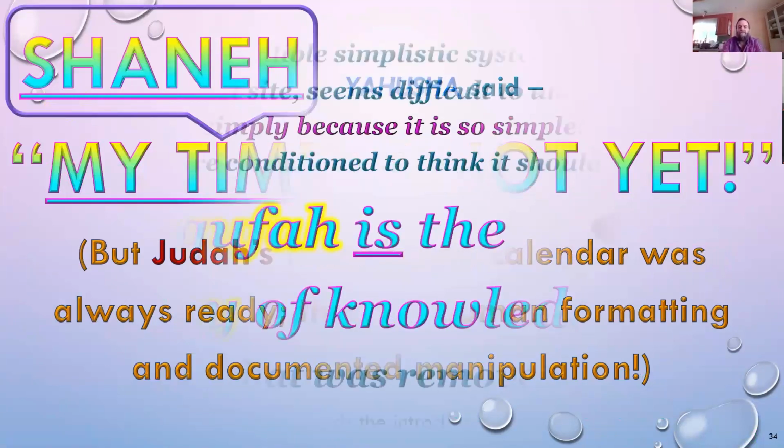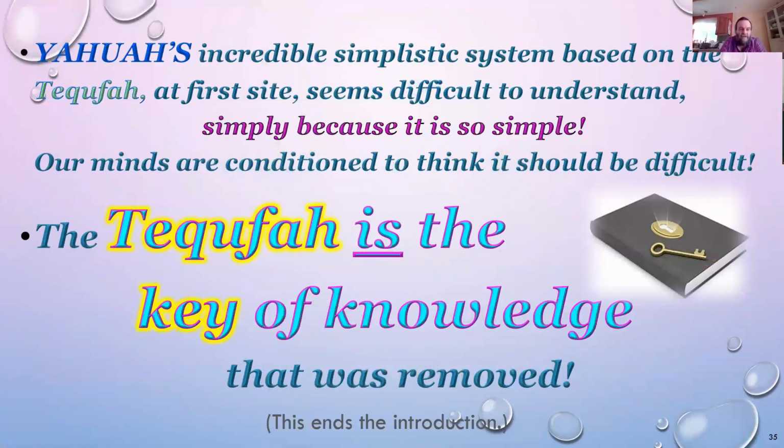Yahuwah's incredible simplistic system, based on the Tequfah, at first sight, seems difficult to understand, simply because it is so simple. Our minds are conditioned to think it should be difficult. Yahusha said that we need to come to him as little children. And that is why things are so simple. He does not want to make it difficult for us to understand. The Tequfah is the key of knowledge that was removed.